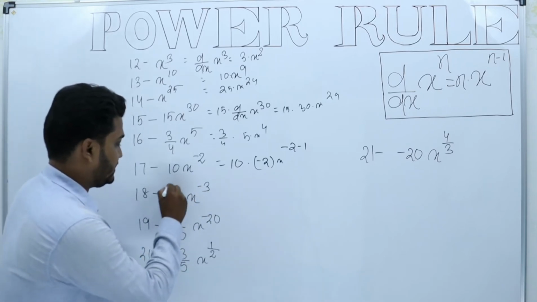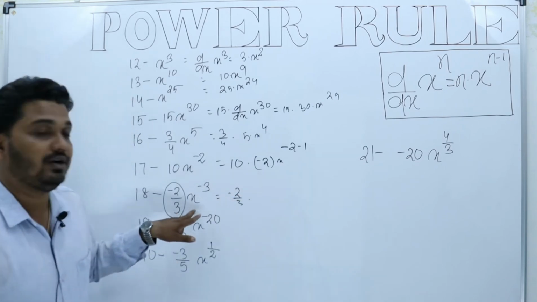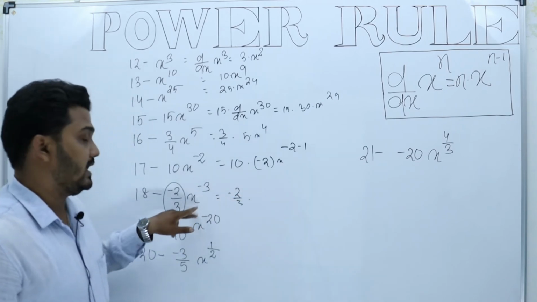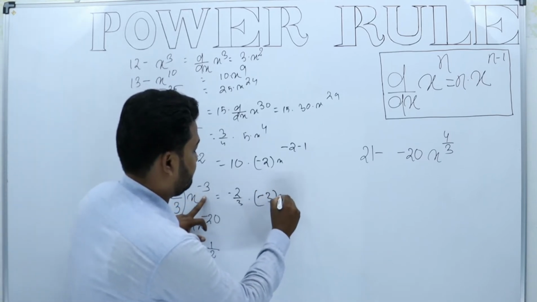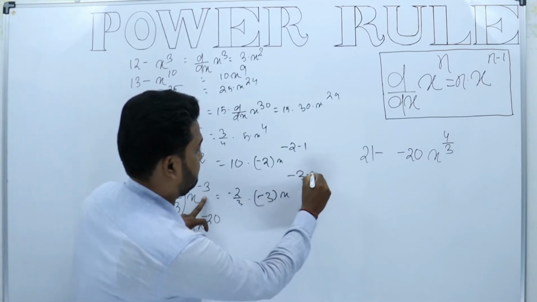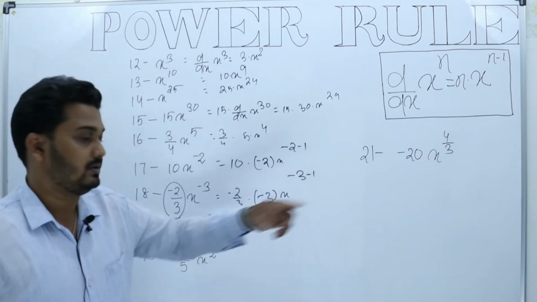See, minus 2 by 3 is a constant, we will keep minus 2 by 3 outside, and we have to find the derivative of x to the power minus 3. As the power is minus 3, we will write minus 3 x to the power minus 3 minus 1. This can be multiplied, and you can solve this in the next step.